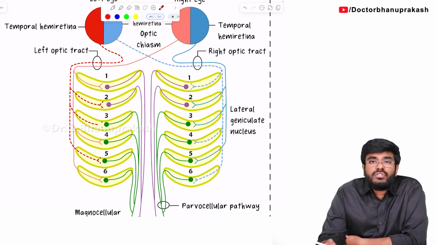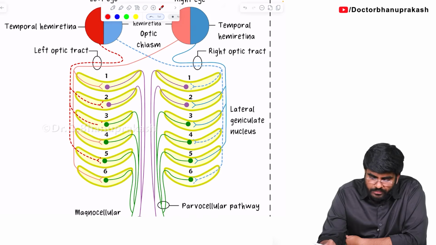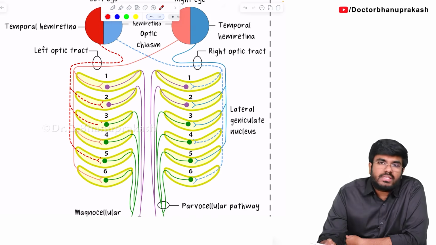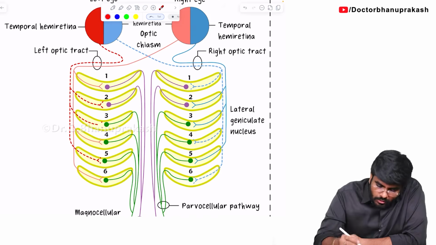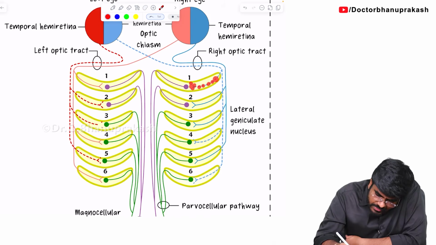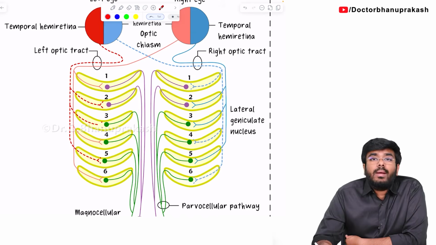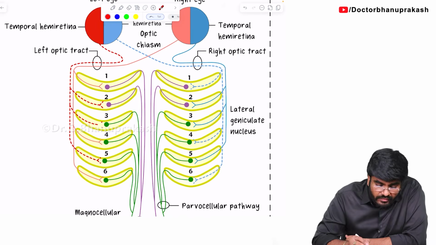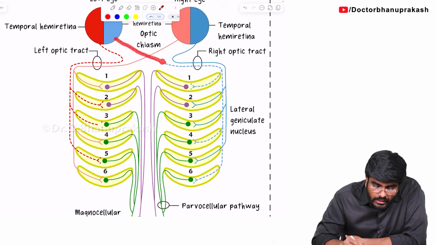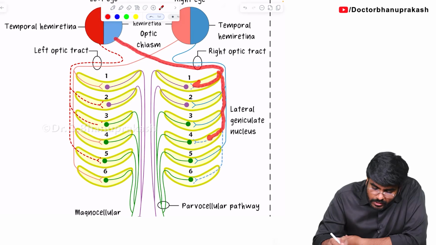Now, my question is, layer number 1, 4 and 6. What is the specialty of layer number 1, 4, 6? You have to first see the input. Look. Layer number 1 is receiving a dotted line, layer number 4 is also receiving a dotted line, and layer number 6 is also receiving a dotted line. So, layers 1, 4, 6 of the lateral geniculate nucleus are receiving which type of fiber? Contralateral nasal fiber. The contralateral nasal fiber is going to layer number 1, 4, 6.